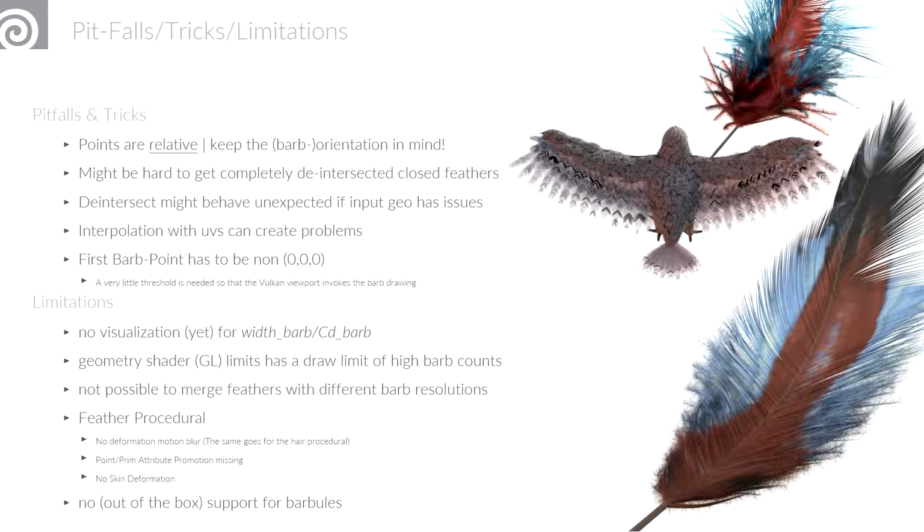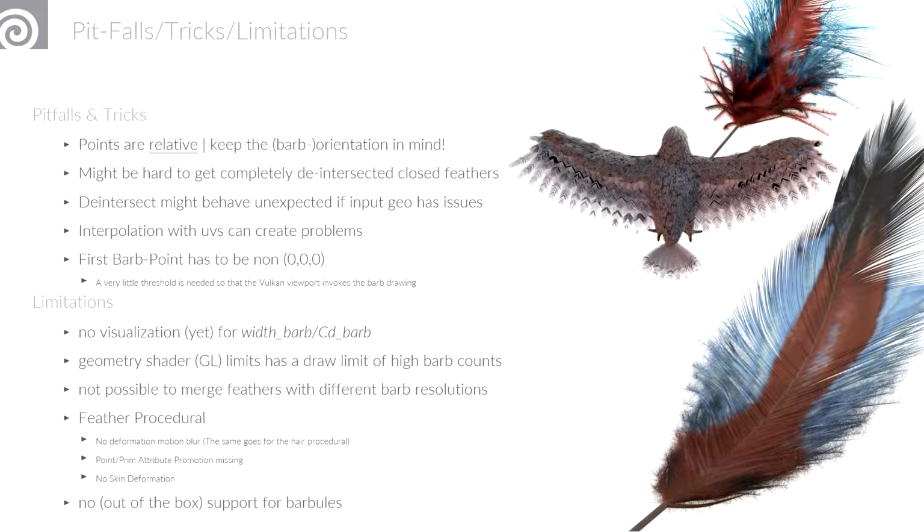The feather procedural has some limitations which are already being worked on, so it's not possible to have any deformation blur with any procedural, unfortunately. The point and prim attribute promotion is missing on that node as well. So if you want to have some extra curve view from the shaft, maybe for your shader, you have to promote it into barb arrays prior to rendering, and there's no skin deformation as for hair. So if you just want your character to move and you move your head, or the feathers with your character, you have to go the way which I showed about how to create this surface representation and deform it then.